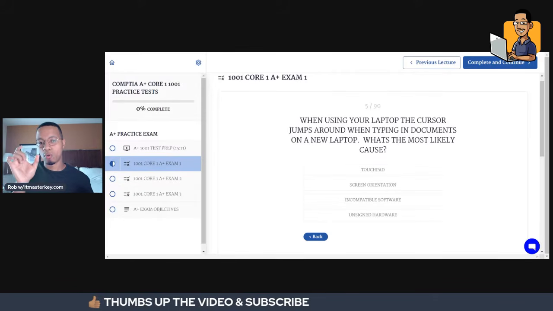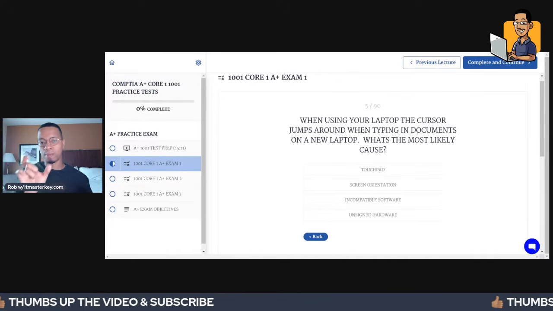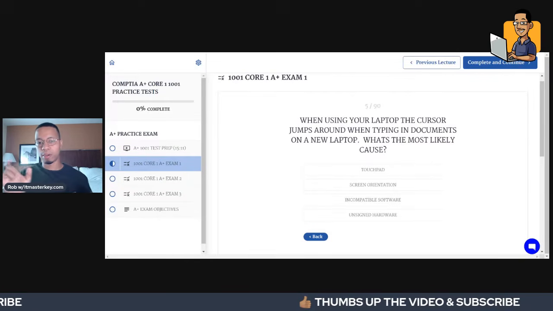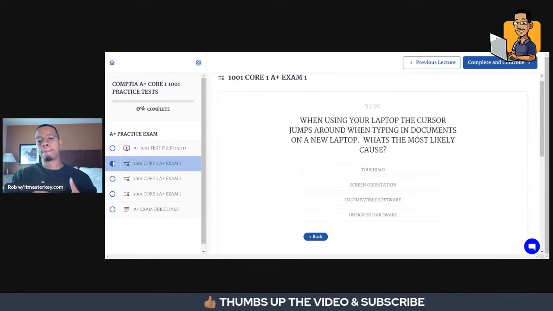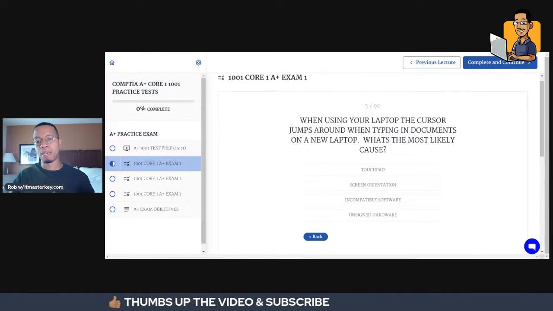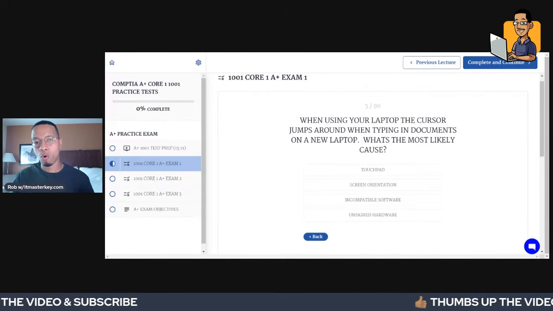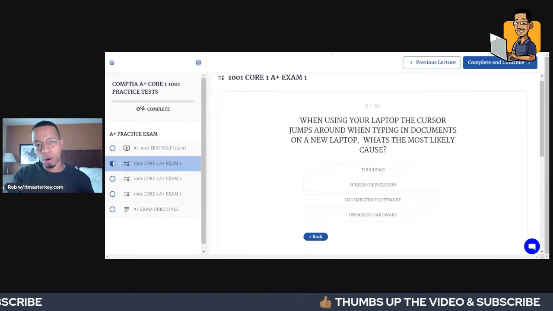So when you actually look at the question, one of the biggest things that should pop out: cursor jumps around, most likely cause. All right, what is the most likely cause? Is it the touchpad? Is it screen orientation? Is it incompatible software? Or is it unsigned hardware? What do we think?